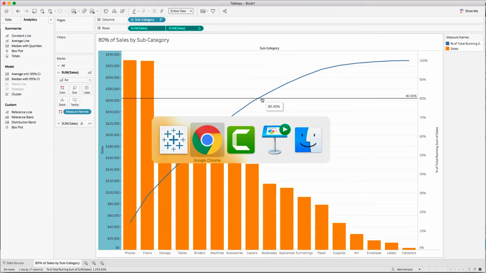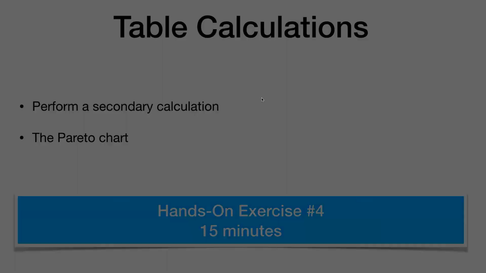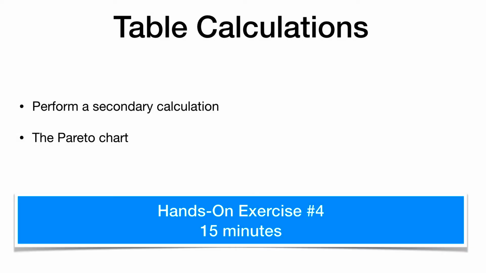That's a quick look at an advanced table calculation feature. Mighty handy. The Pareto Chart's an example of how to make it work. Try hands-on exercise number 4, table calculations. Give yourself about 15 minutes.